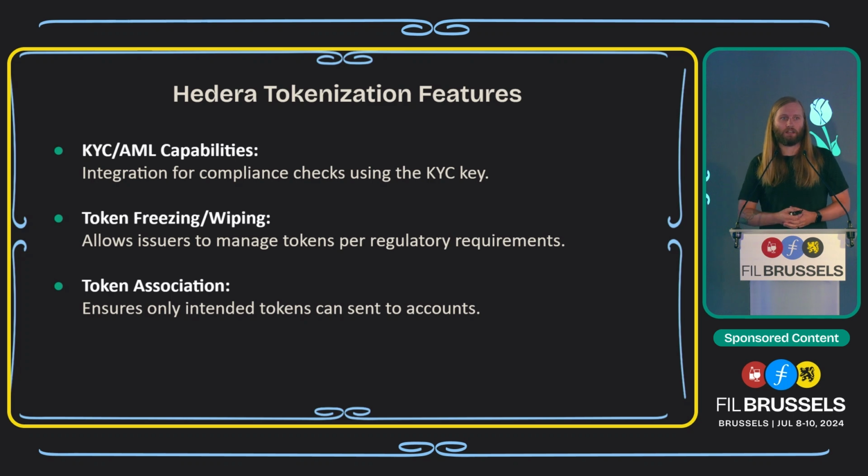And then the last thing, token association. So this ensures that only intended tokens can be sent to accounts. When the Ethereum ETF was created, I think it took less than a week for someone to send Tornado Cash to that account, which then made it legally not compliant with the SEC, right? On Hedera, our accounts have something called token association. And so the account must say, I accept this token ID, before that token ID can be sent to that account.